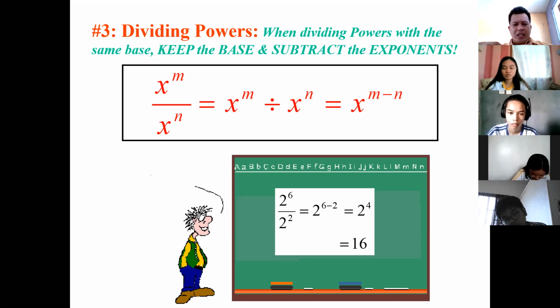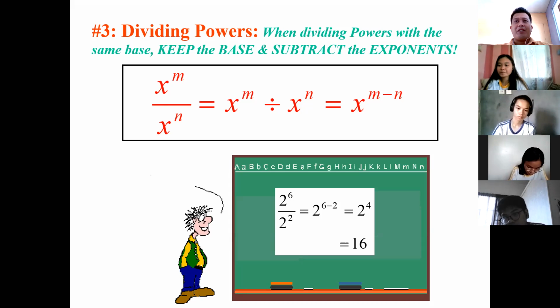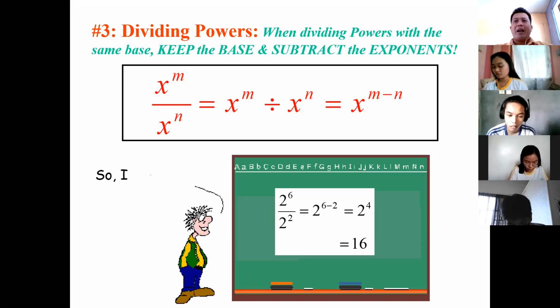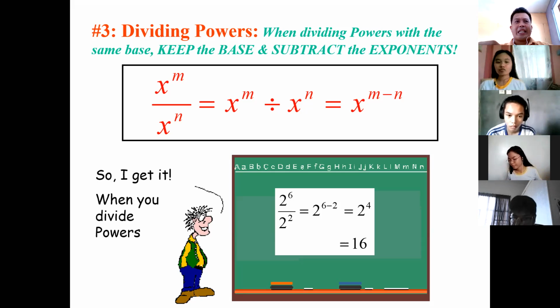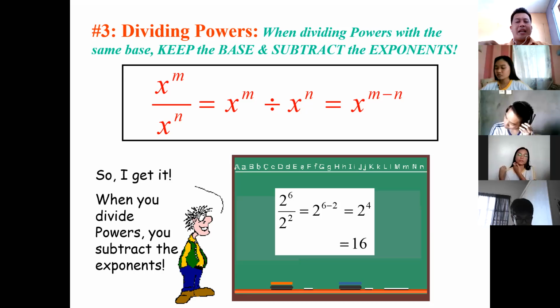Anyways, the terminologies will not matter as long as you know how to perform the operation. Forget the name. Just learn how to perform it. Question? None? So what is the general picture of rule number 3 or exponential law number 2? When you divide powers, you subtract the exponents. So product rule, add the exponents. Quotient rule, subtract the exponents.